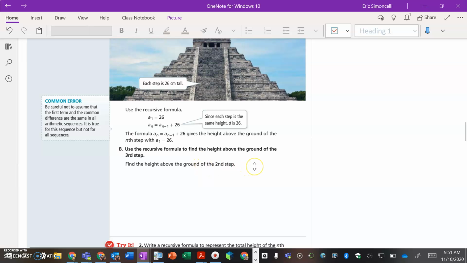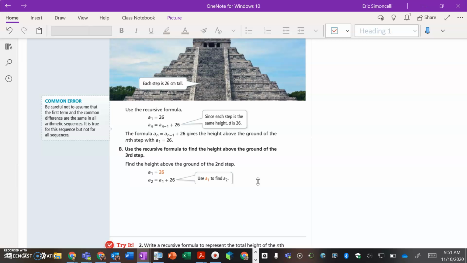It says use the recursive formula to find the height above ground of the third step. So find the height above the ground of the second step first. You can't find the third term until you know the second term, and you can't find the second term until you know the first term. So a sub 1 we already said is 26, and we also have the d value, or common difference, of the same value.